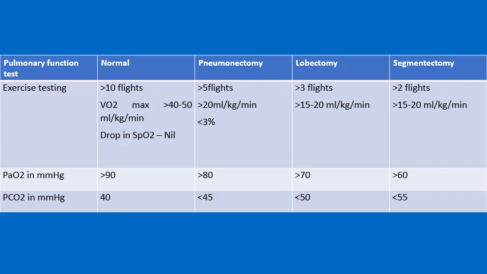Now coming to exercise testing. For pneumonectomy, the patient should be able to climb 5 flights of stairs, for lobectomy 3, and for segmentectomy 2 flights of stairs. And here the VO2 max, that is maximum oxygen consumption, normally in a sedentary adult is 40 to 50 ml per kg per minute. In a patient who has to undergo pneumonectomy, it should be more than 20 ml per kg per minute, and for lobectomy and segmentectomy, it should be more than 15 to 20 ml per kg per minute.